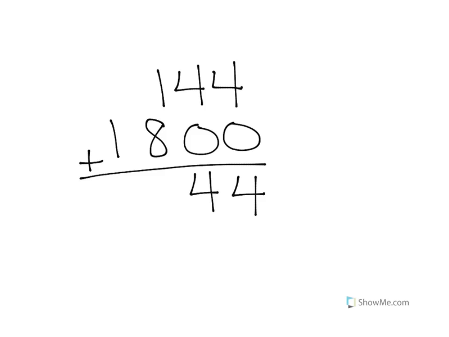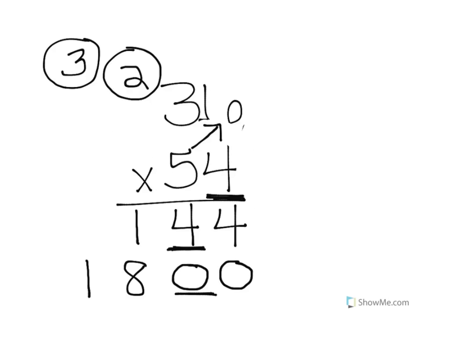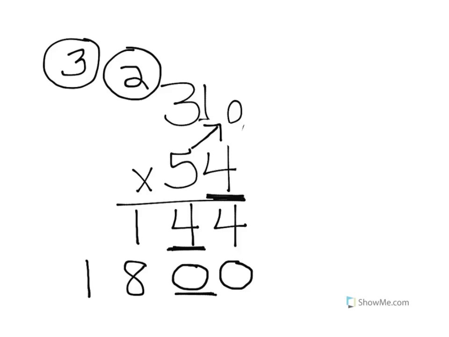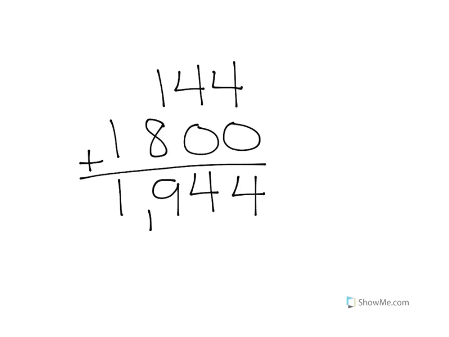from right to left, and I get 1,944. So our original problem was 36 times 54, and my final answer was 1,944. Let's try another problem with some other numbers. Let's say I have 18 times 37.